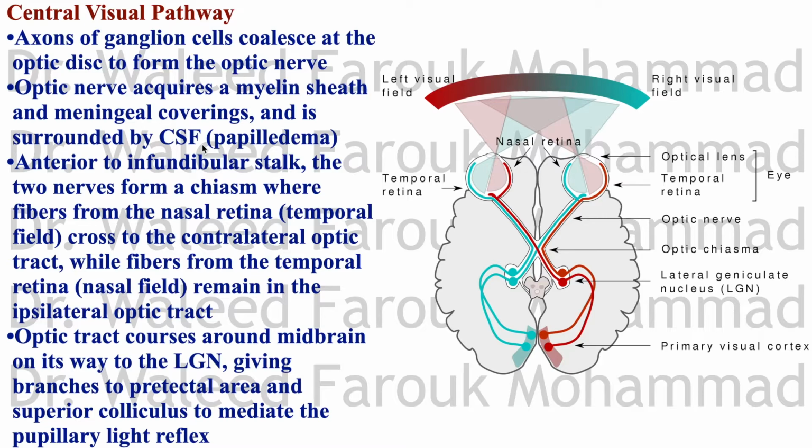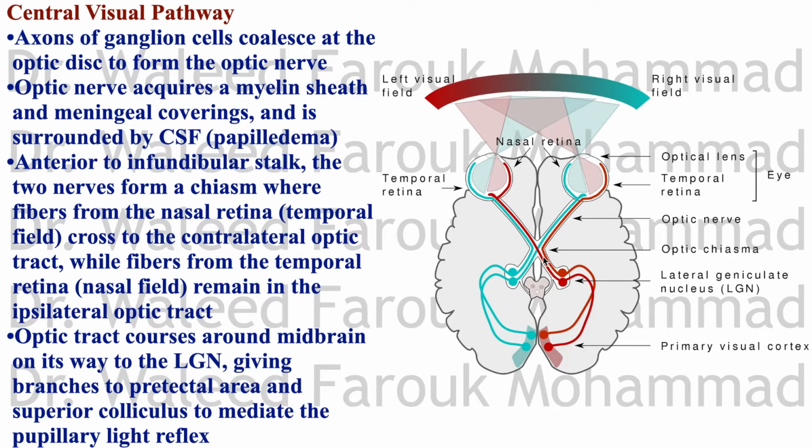Anterior to the infundibular stalk, the two nerves, which means the optic nerves, form a chiasm. As you can see here, only the nasal fibers coming from the nasal retina cross, see that? And the temporal fibers coming from the temporal retina remain on the same side. So the chiasma is formed by the two nasal retinae of both eyes.